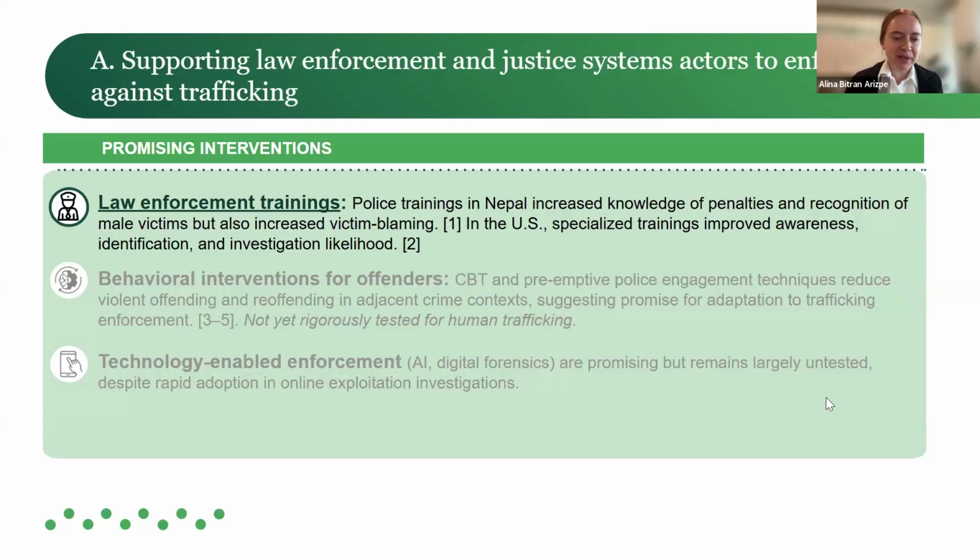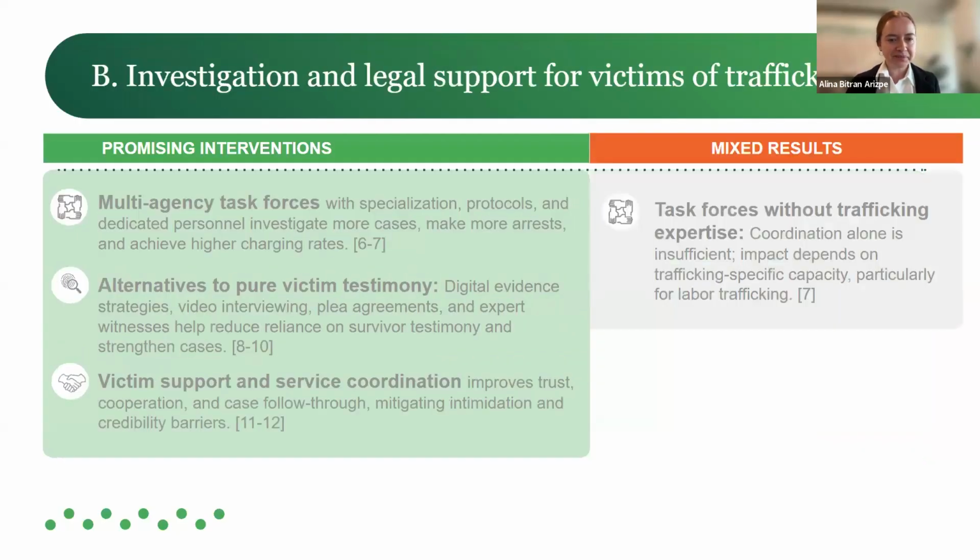And then the other two, there haven't been very rigorous studies yet, but are promising. One is behavioral interventions for offenders. So we've already talked in past slides about cognitive behavioral therapy, but this is one area that has shown promise in adjacent fields and that we would be interested in testing in the human trafficking space specifically. And then we're also interested in technology-enabled enforcement, which could include AI, digital forensics. These are very promising in other fields, especially AI, but they have remained largely untested in this field. So something that we also want to prioritize and that we currently are, as you will see in one of the later slides. Could go to the next one.